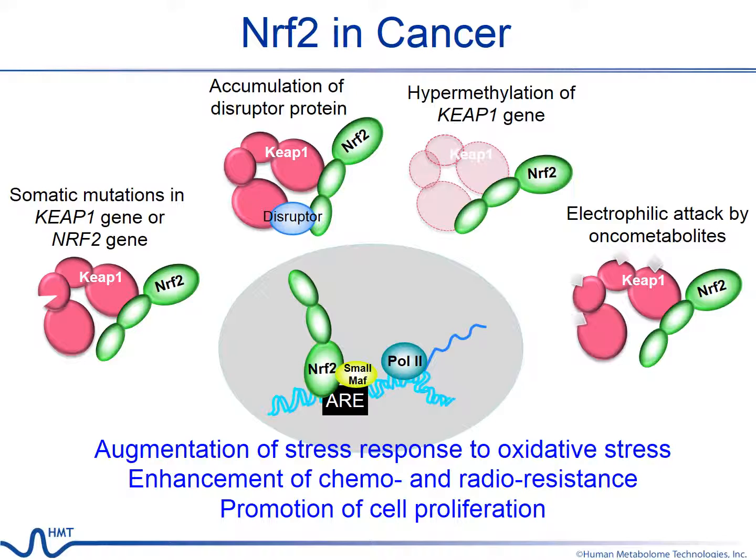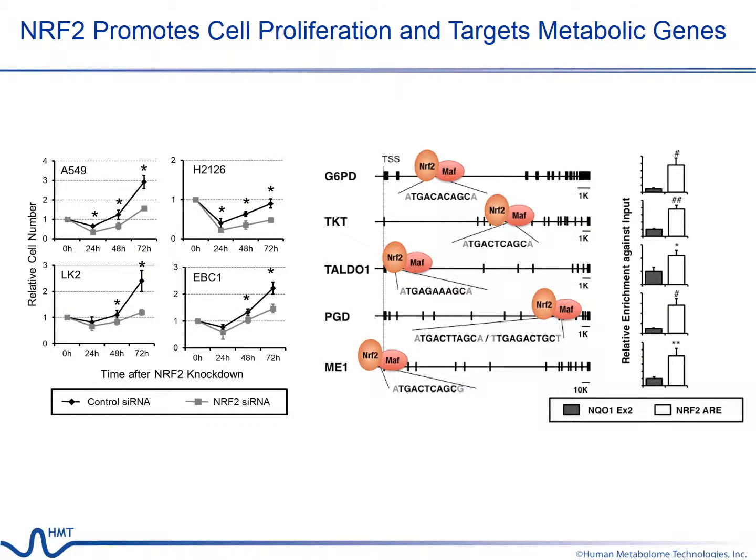Because NRF2 induces many cytoprotective genes, NRF2 positive cancers are expected to be resistant to chemotherapy and radiotherapy. In addition to promoting chemo and radio resistance, NRF2 strongly promotes cell proliferation, as a significant decrease in cell proliferation was observed after siRNA-mediated knockdown of NRF2.